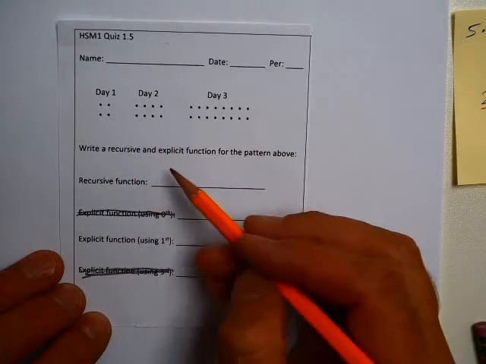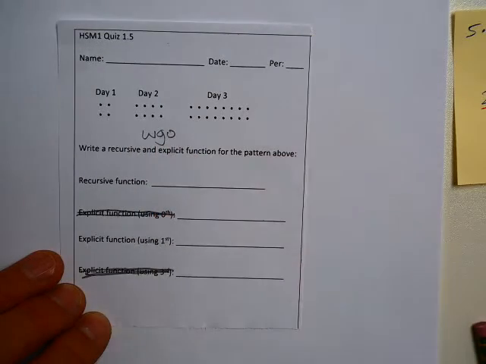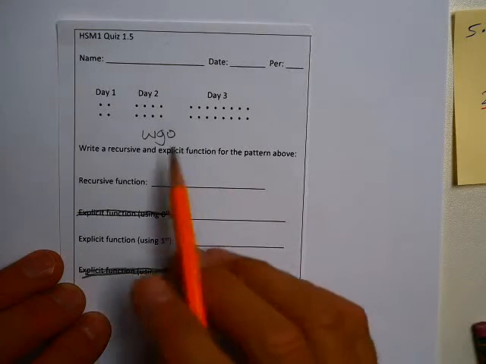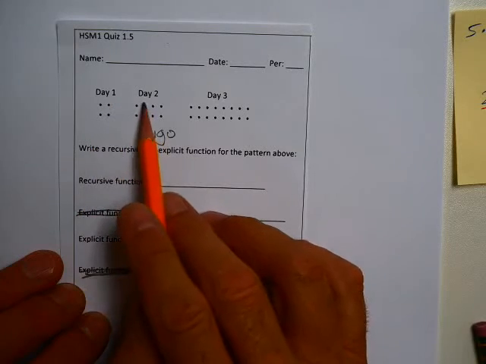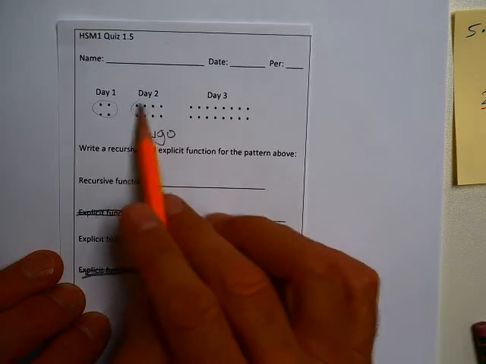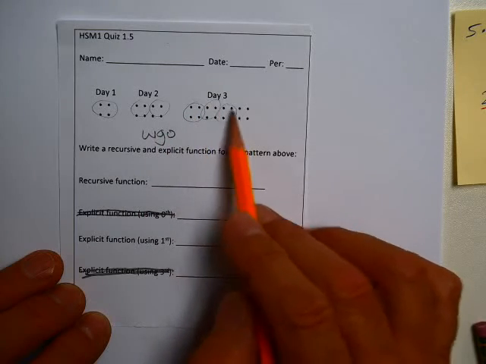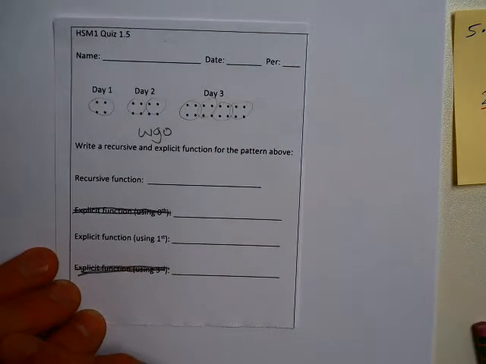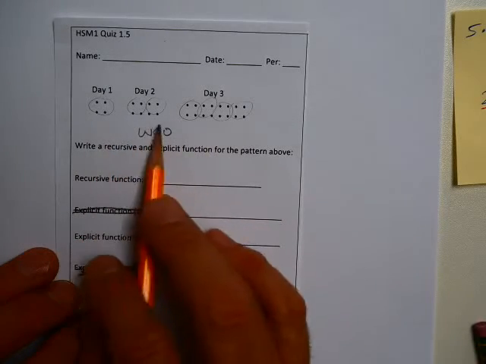What I tell the students is they need to identify the pattern, the what's going on. So I try to get them to write that somewhere. The what's going on here, on day 1 I've got 4 dots. On day 2 I have 8 dots. On day 3 I have 16 dots. So am I adding 4? No, it doesn't work for all the days.